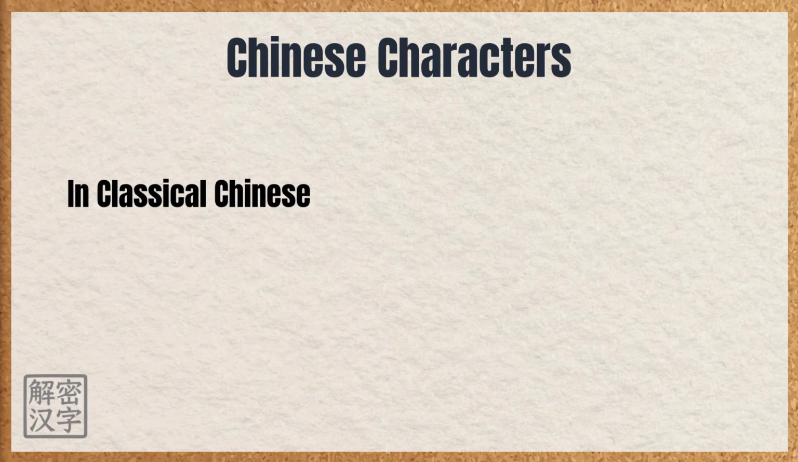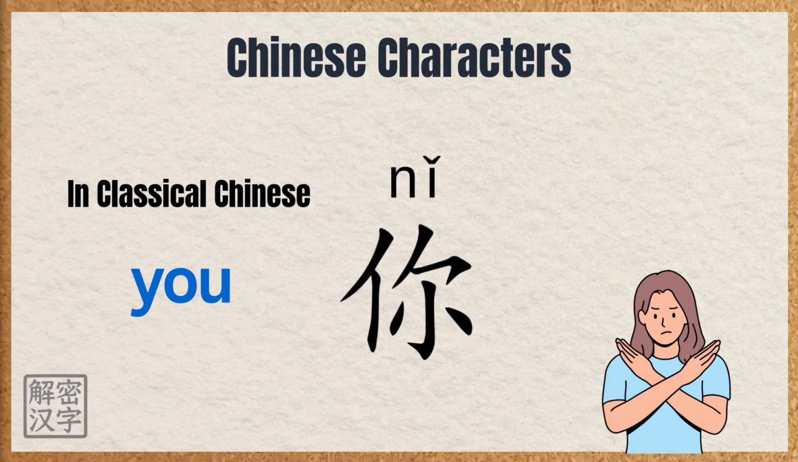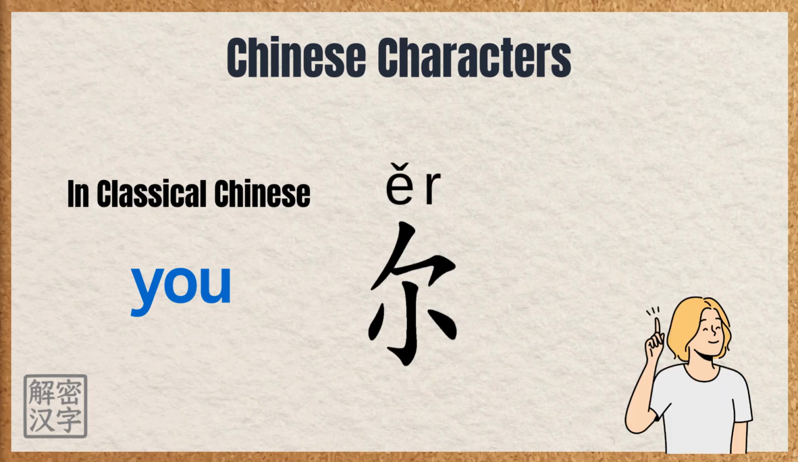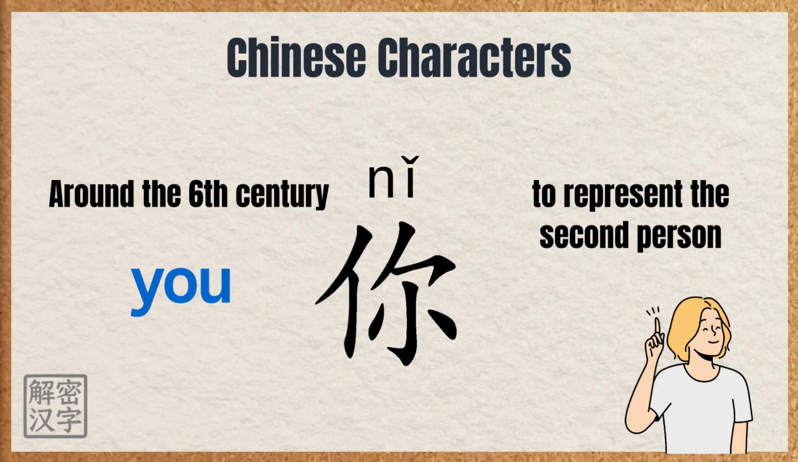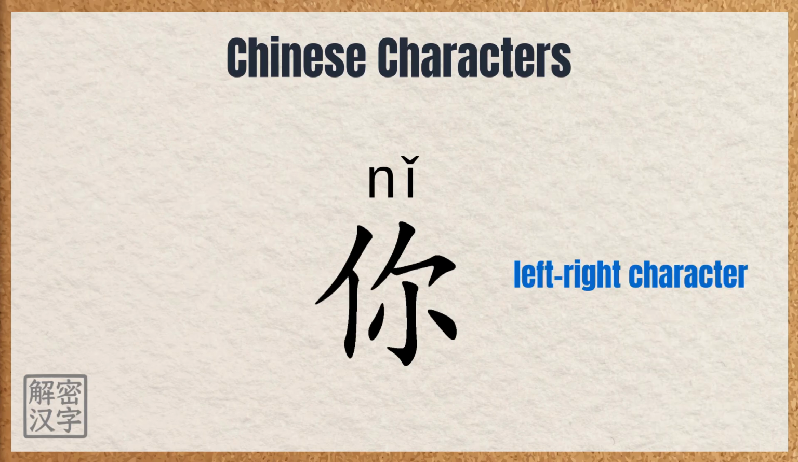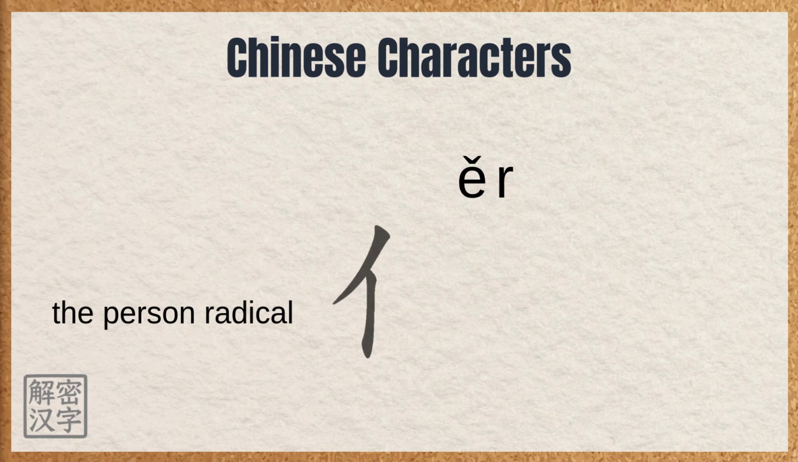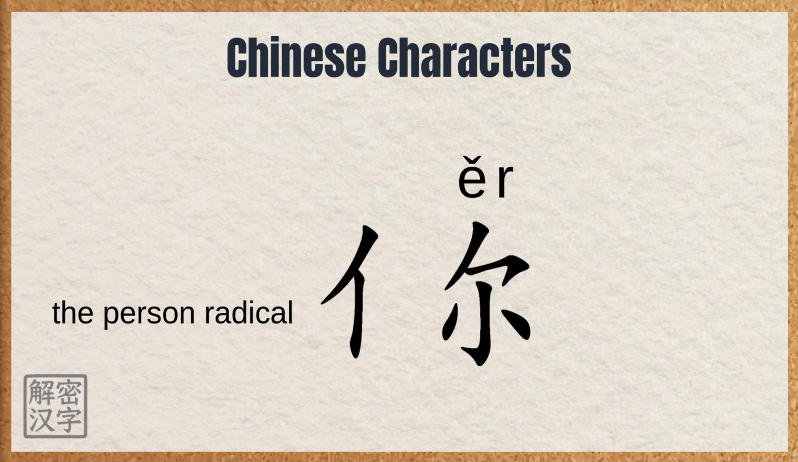In classical Chinese, the character used for you wasn't 你. Around the 6th century, people created a new character by adding the person radical to the old character to form 你, to represent the second person. That's why 你 is a left-right character, the person radical on the left and the character on the right.